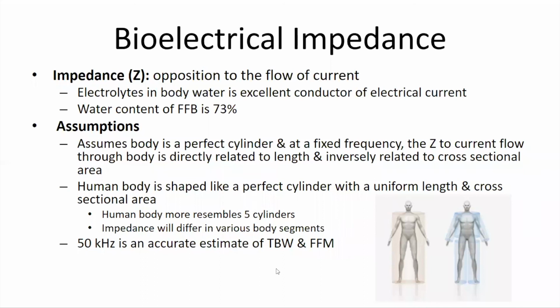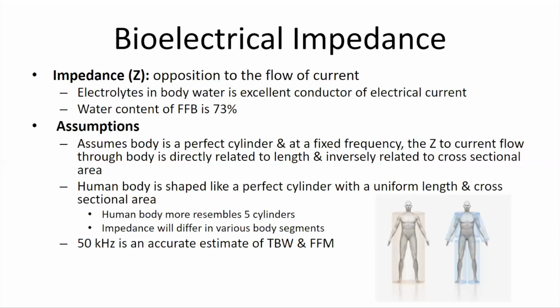The next method that we're going to talk about is bioelectrical impedance. Impedance, abbreviated by the capital Z, is the opposition to flow of current. Basically, what BIA, or bioelectrical impedance, is, is that this machine is going to send an undetectable electrical current through your body. And the faster the current travels from one side of the body to the other, the more water you have. The greater water component you have, this equates to greater skeletal muscle mass. So basically, this is the premise of BIA.